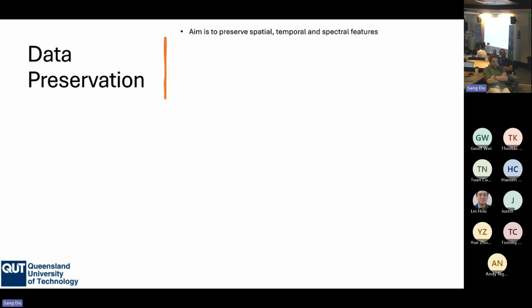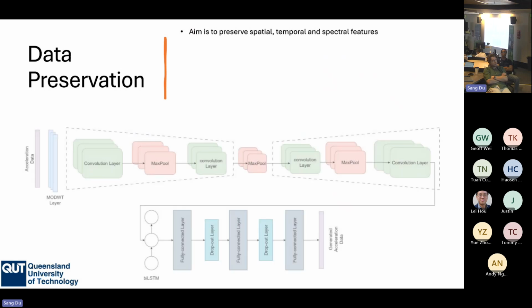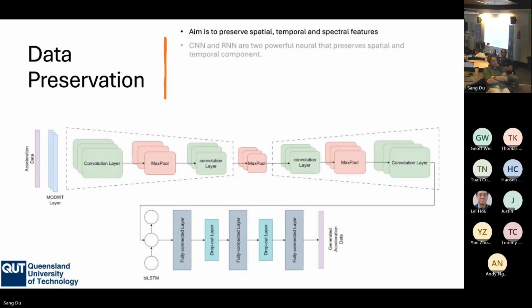So actually my aim is to preserve features in all the domains, either in a temporal domain, a spectral domain, or a spatial domain. So I have to preserve these features in all possible domains. So here I use two models. The first thing is a CNN model, and CNN models are good for preserving spatial information.